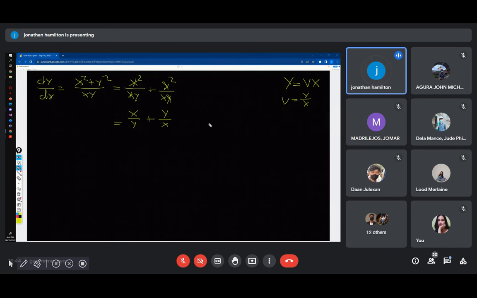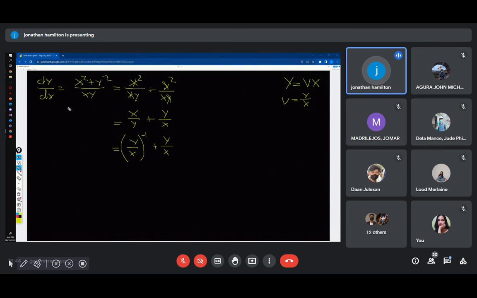Y over x. So if we look, we're left with one side that has y over x. But what about this other one, x over y? We could change this by saying y over x, inverse, plus y over x. So after seeing this, you can see that we have y over x and y over x.